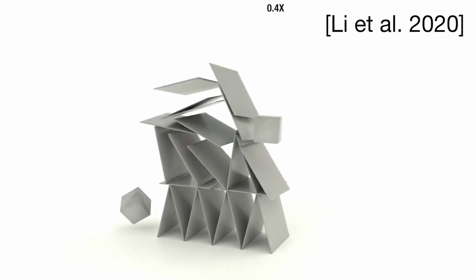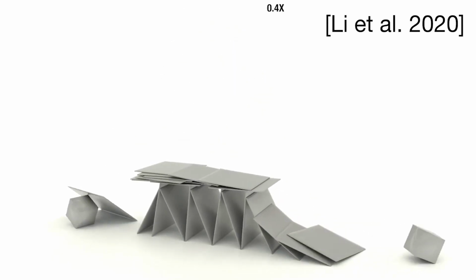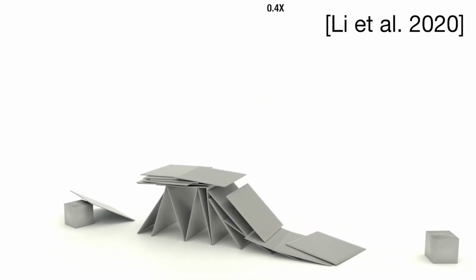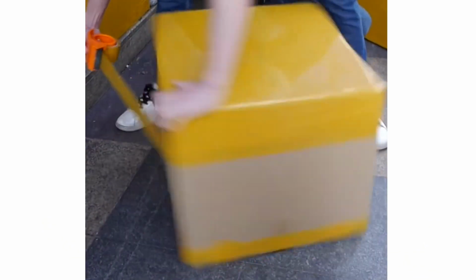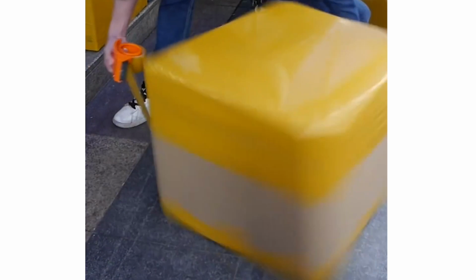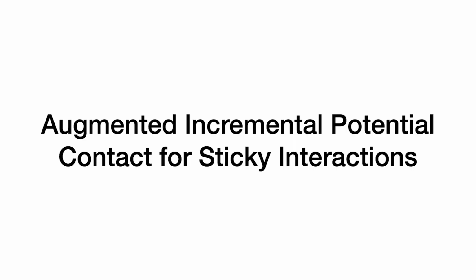Simulating frictional contact on solids has been a trending research direction in computer animation for many years. Yet, much less attention has been paid to adhesion, a closely related mechanism. We introduce a novel, incremental potential-based, variational method for animating the sticky interactions between elastoplastic solids.